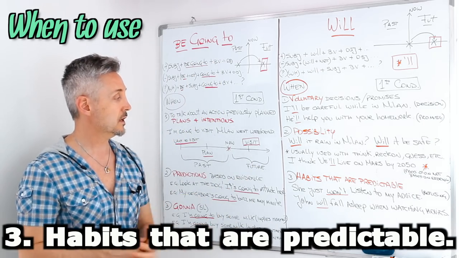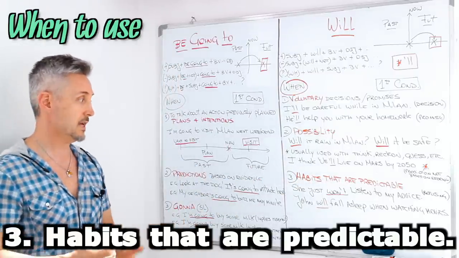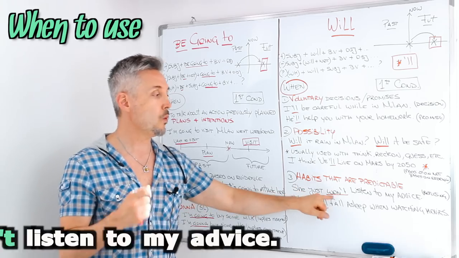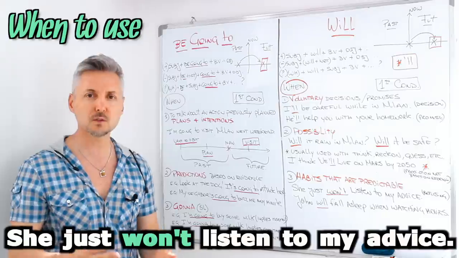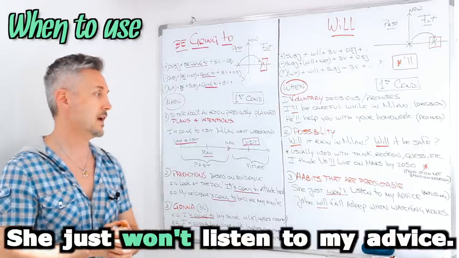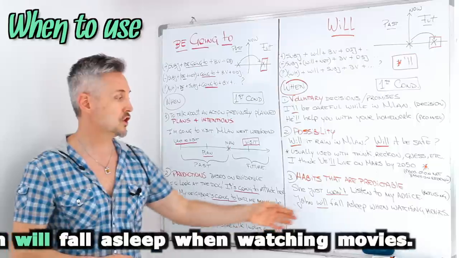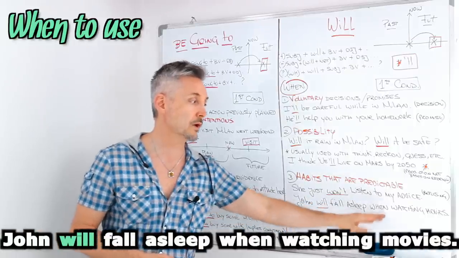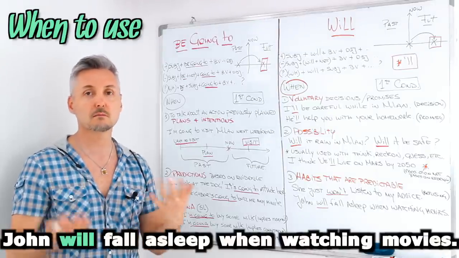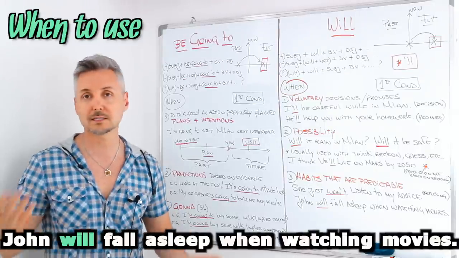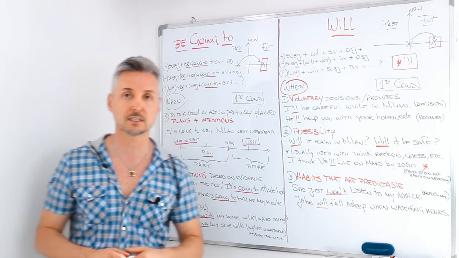Now, the third usage is for habits that are predictable. For example, she just won't listen to my advice. She just refuses to listen to my advice. Now, the second example, John will fall asleep when watching movies. This is a habit. So when he watches movies, he falls asleep every time. So John will fall asleep when watching movies.